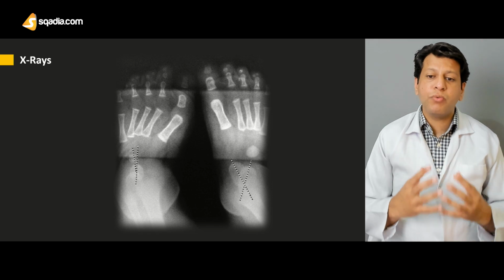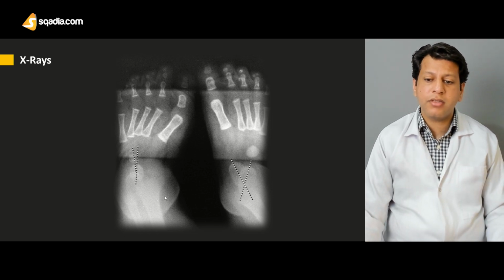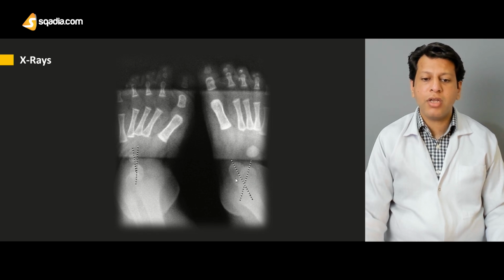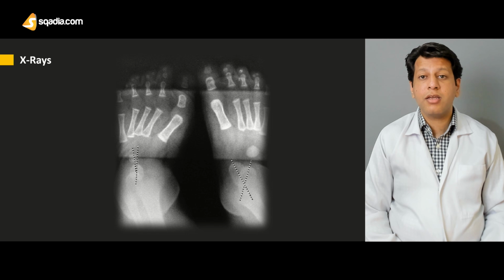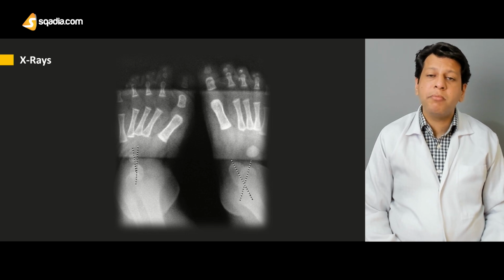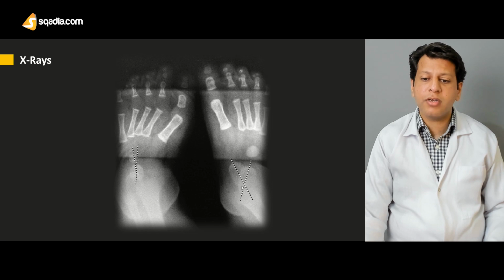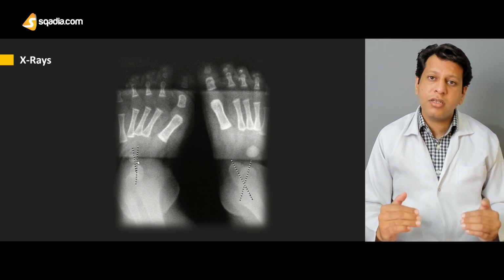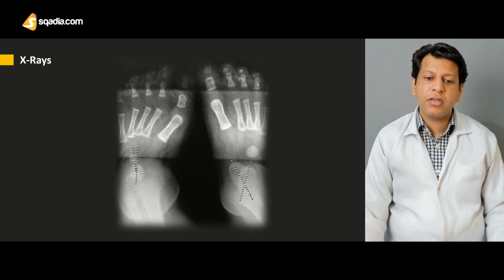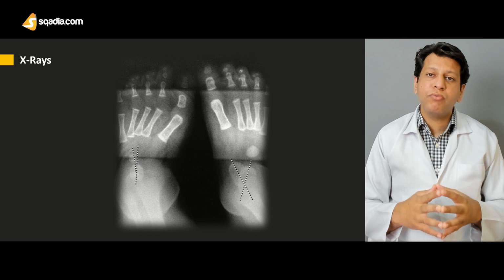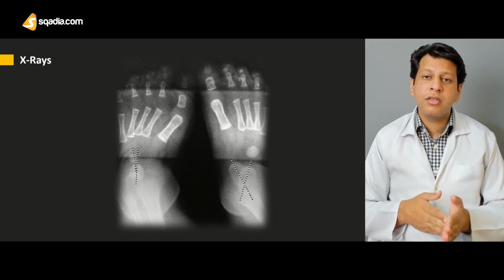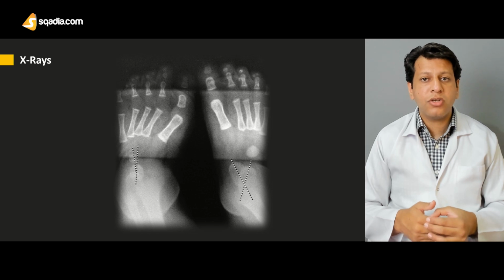When we are viewing the AP view, you can appreciate this is the talus, this is the calcaneum. Normally they are much divergent as compared to this. Usually there is an angle between them which is called the talocalcaneal angle on AP view, or Kite angle. It's normally between 20 to 40 degrees, but it decreases to less than 20 degrees. You can see over here that probably 35-40 degrees of angle is present, and over here it has decreased to about 5 to 10 degrees. So on AP view, the talocalcaneal angle goes down to less than 20.